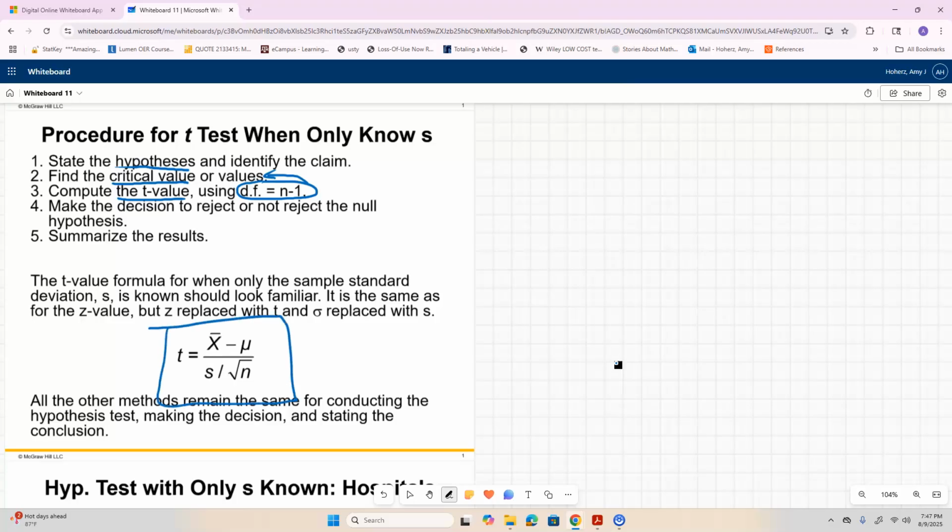Okay, and we're going to make a decision to reject or not reject the null hypothesis, and then we're going to summarize the results. So we're going to find the critical value, but when we find the critical value, we're going to have to do degrees of freedom with that critical value. That's really the main difference, is that step 2 using that degrees of freedom. And so you'll see this formula is almost identical to what we were using before. It's just the z is now a t and the sigma is now an s.